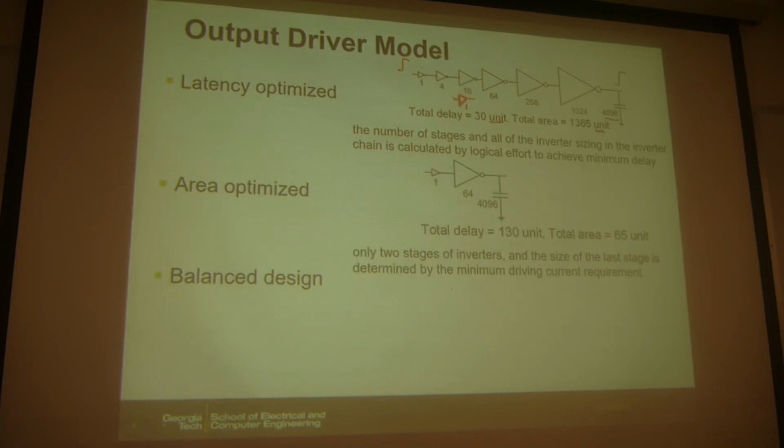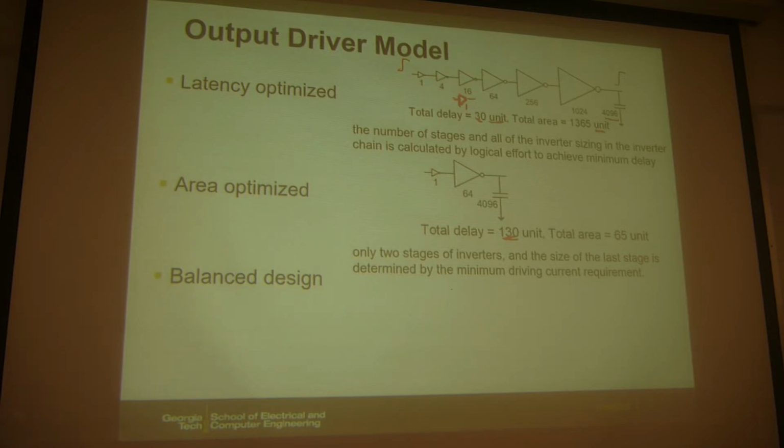Then you can have an area optimized design where you try to just minimize the number of stages. And if you just do this 2 stage, you just will have a large buffer here. Then the area is just 1 plus 64 is 65. But the latency here will be 130 unit cycle. You see the trade-off between the latency and the area.